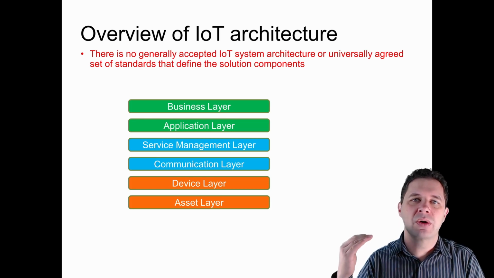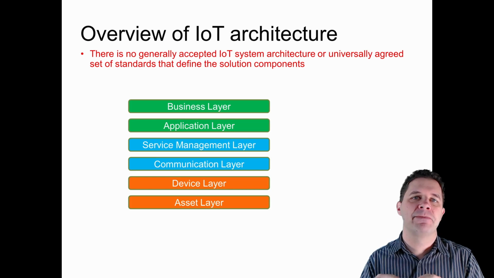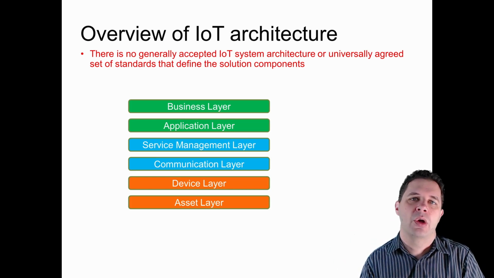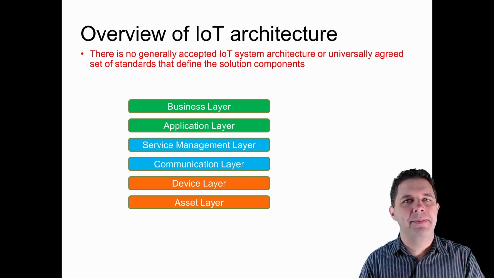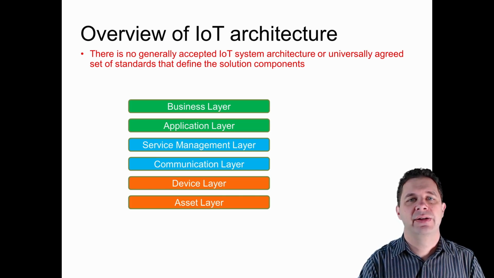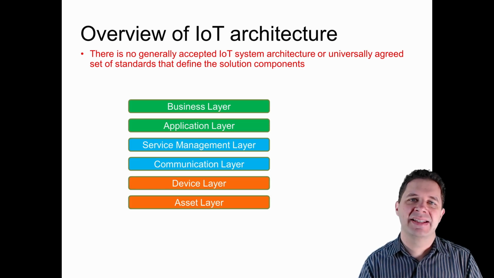And the 6-layer model covers the asset layer, the device layer, the communications layer, the service management layer, the application layer, and then finally the business layer that sits on top of them. Now, some of those will have different names that are used interchangeably as well. So we'll go into a little bit of detail on each of those. Firstly, though, at the bottom, we have our asset layer.